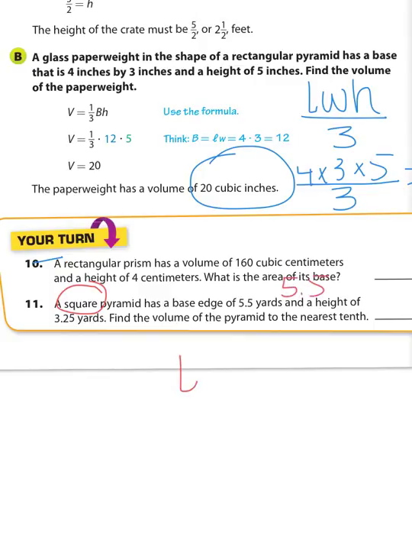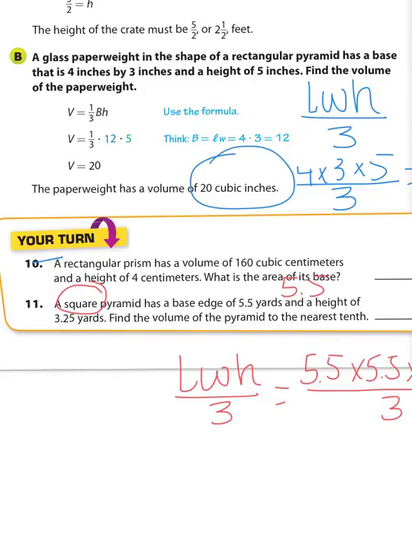So when we do the length times width times height divided by 3, we're really doing 5.5 times 5.5 times 3.25, and all of that gets divided by 3. So let's work that out. We're going to do 5.5 times 5.5 times 3.25, which is 14.25, and then do 14.25 divided by 3, which is 4.75 yards cubed.